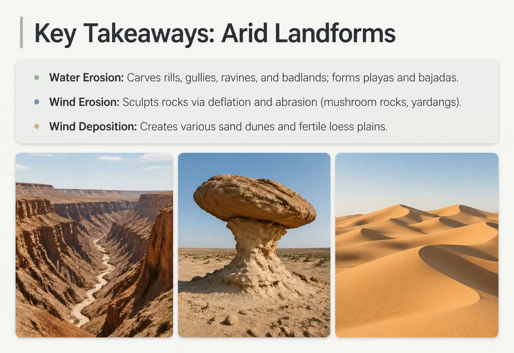To wrap up our discussion on arid landforms, remember that both water and wind are master sculptors in dry environments. Despite the lack of rain, sudden water flows carve deep ravines, canyons, and badlands, while depositing material in basins. Meanwhile, the wind acts as a constant abrasive force, carving out unique rock formations and sweeping up sand and silt to build massive dune fields and lay down incredibly fertile loess plains. That concludes our look at the cycle of erosion in arid landscapes.